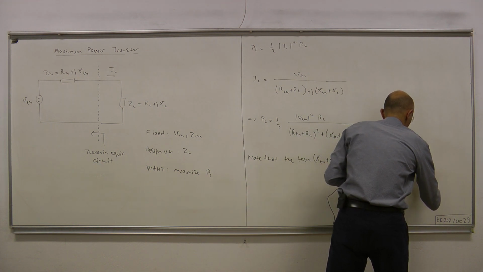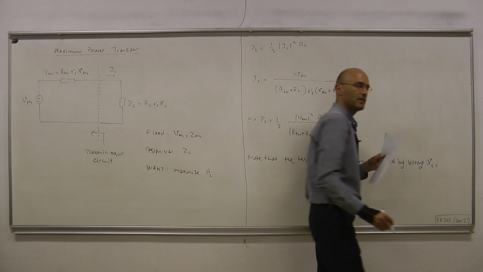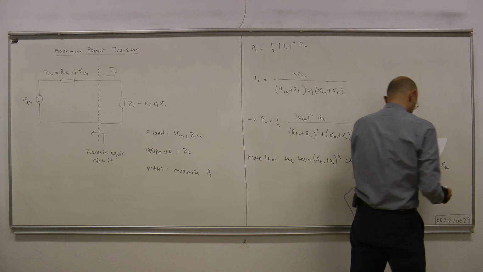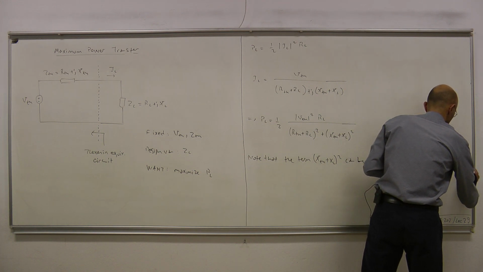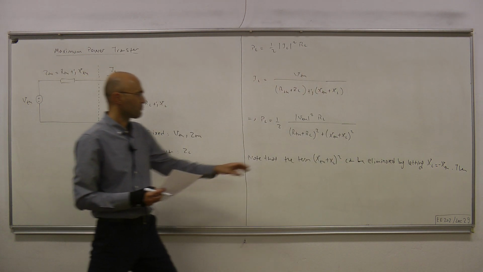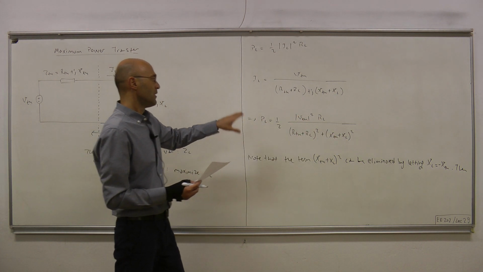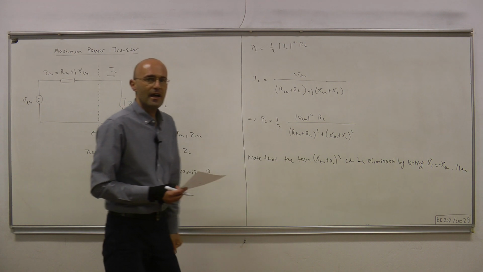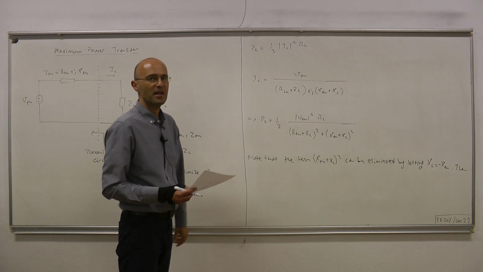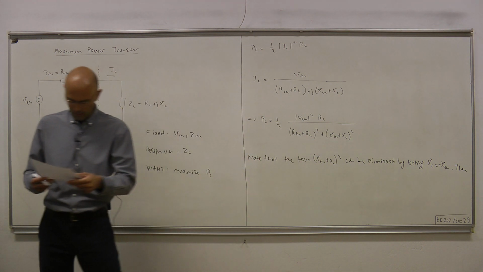By letting XL, the load reactance, equal minus the Thevenin reactance, X Thevenin. Once the choice regarding XL is made, what remains is how to choose RL, and the expression after choosing XL equals minus X Thevenin becomes simpler. We can write it as the following.